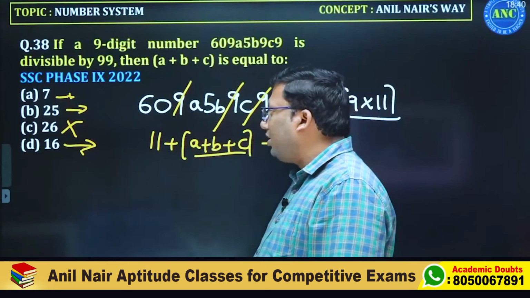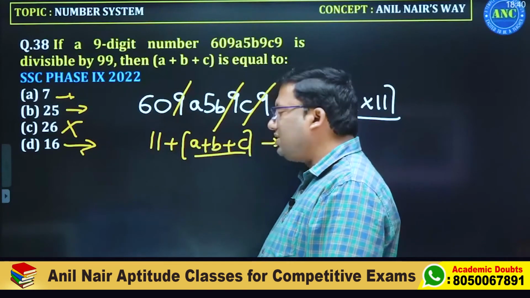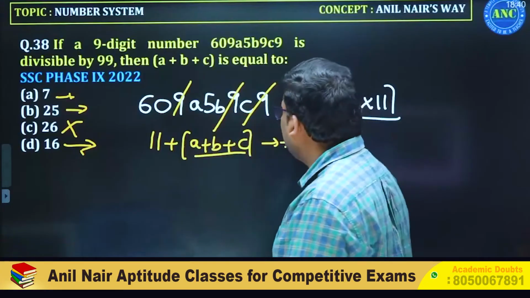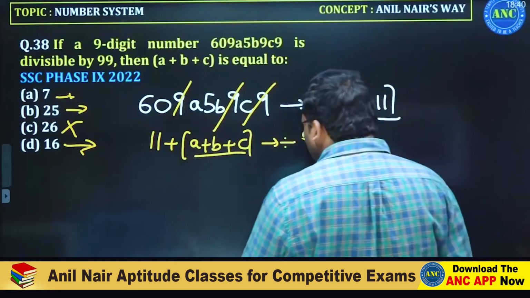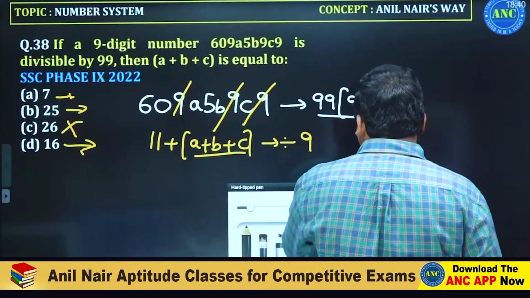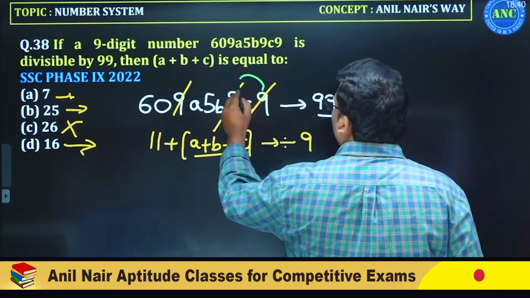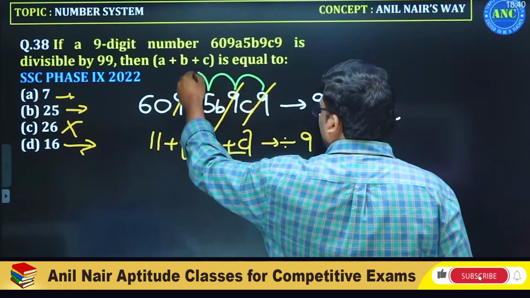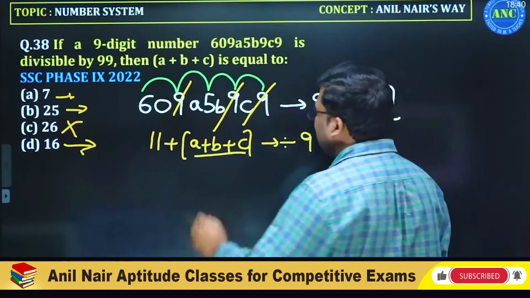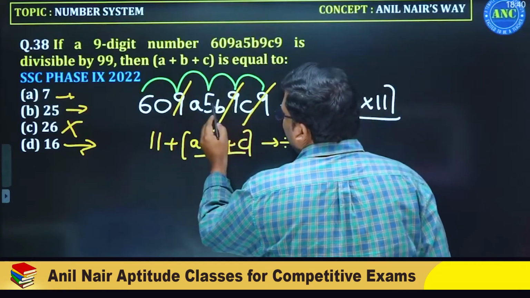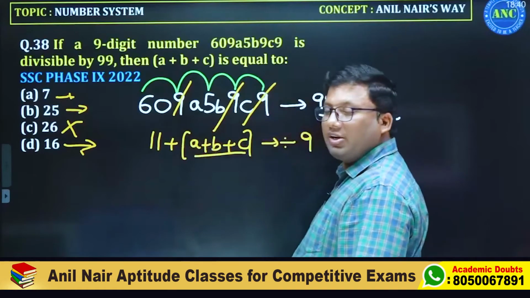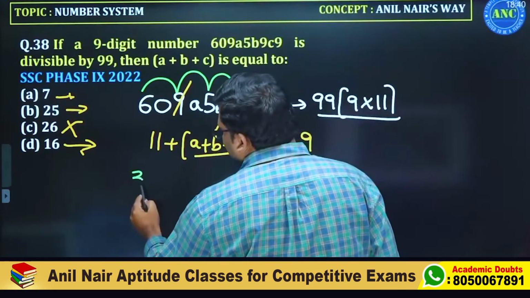What is that option? 11 plus 26 is 37. 37 is not divisible by 9. Now, it should also be divisible by 11. What is the concept of 11? 11 means the sum of odd places. Odd places, what will be the sum? 9 plus 9, 18. 18 plus 5, 23. 23 plus 9, 32. 32 plus 6, 38.